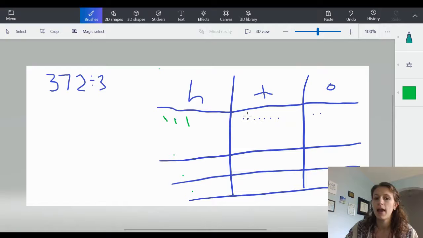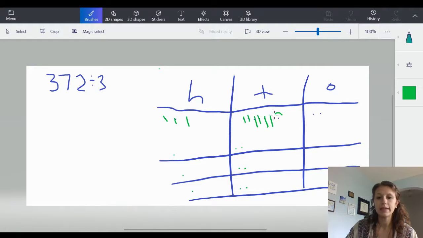All right, so I've separated all of my hundreds into 3 equal groups, so I can move on to my tens. I notice I have 7. I know that I can go ahead and put 2 on each because I know that 2 times 3 is 6. So I'm going to go ahead and represent that. We could do it one by one if we wanted to. I could do 1, 1, and 1, 1, 1, and 1.